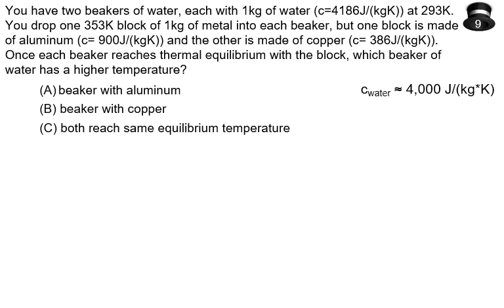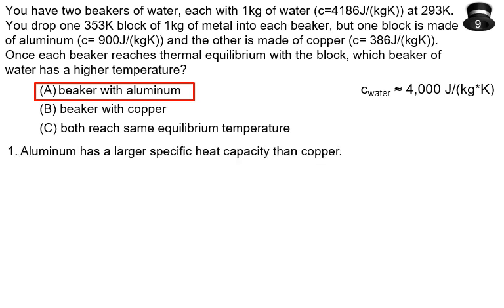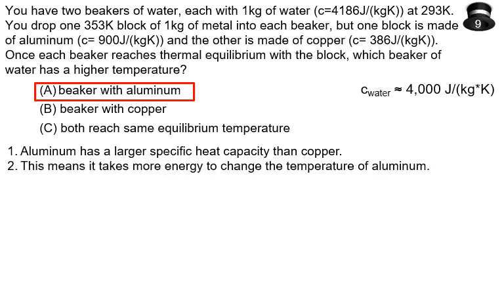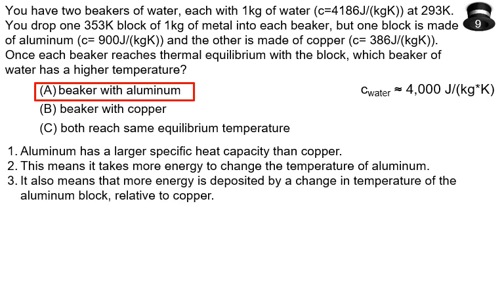So take a moment, pause, think about it, and work on it. I'm going to assume that you have paused and you have come back, and you'll see that the beaker with aluminum is going to have a much higher equilibrium temperature. So the aluminum, right, has a much larger specific heat capacity than copper. So that means it takes more energy to change the temperature of aluminum. And so it also means that more energy is deposited by a change in temperature of the aluminum block relative to the copper. So that's just the qualitative answer. You don't need to do any calculations in order to solve that.